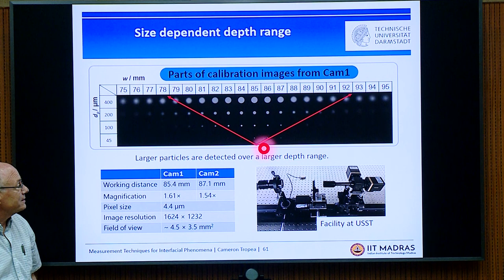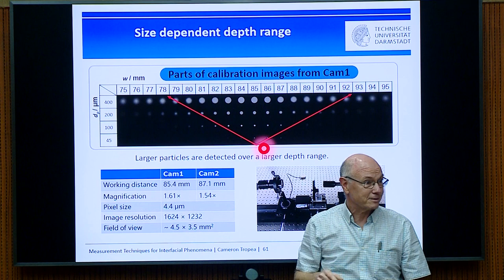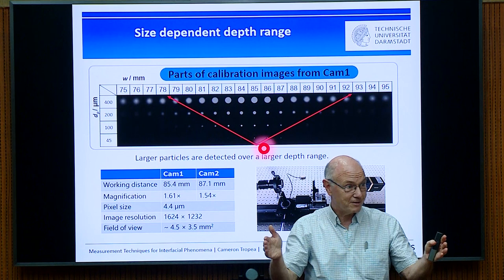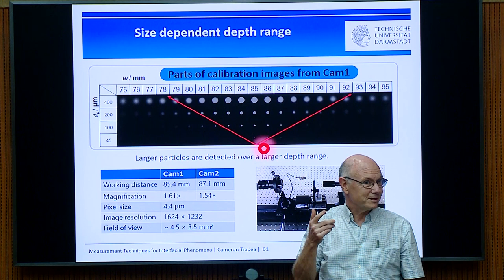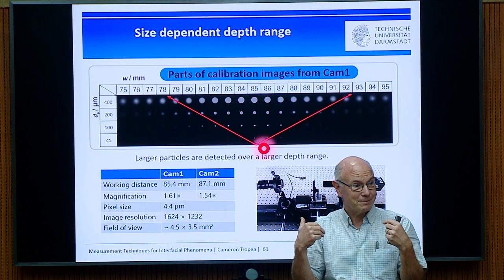And you can see eventually the particle gets so small, the gray level reaches the threshold, so we can't see it. Small particles, you can see only this far in and out of focus. Big particles, you can see this far in and out of focus. So if you're doing particle number density, the volume you measure is different for large particles than for small particles. But we know that, and we can measure that exactly.